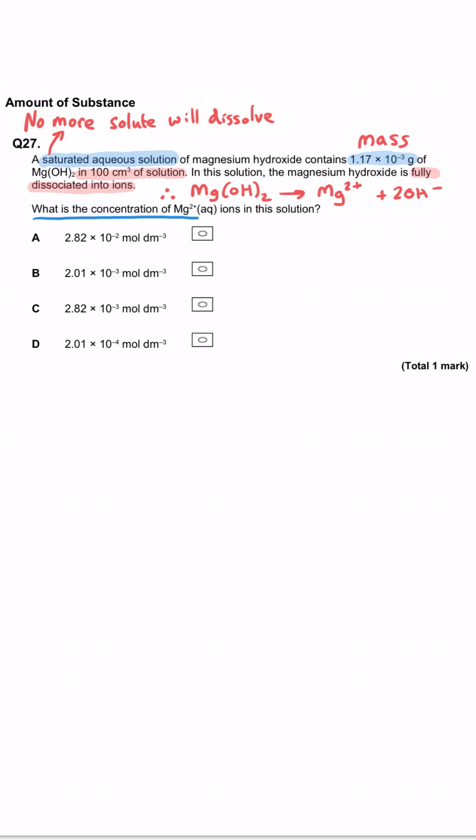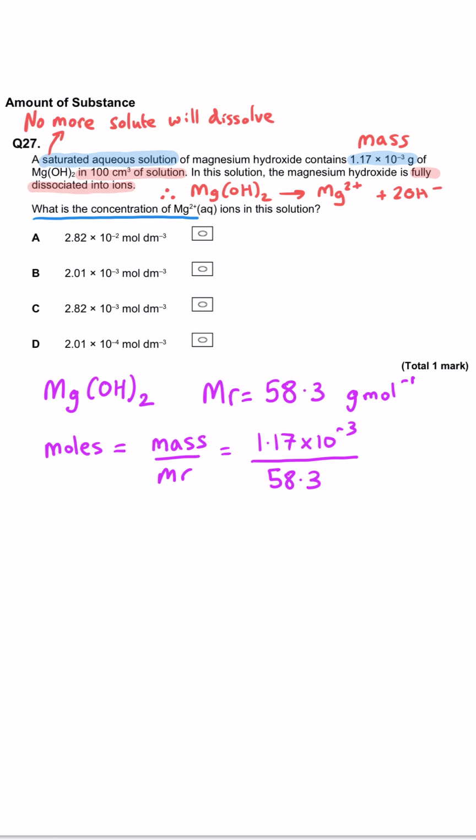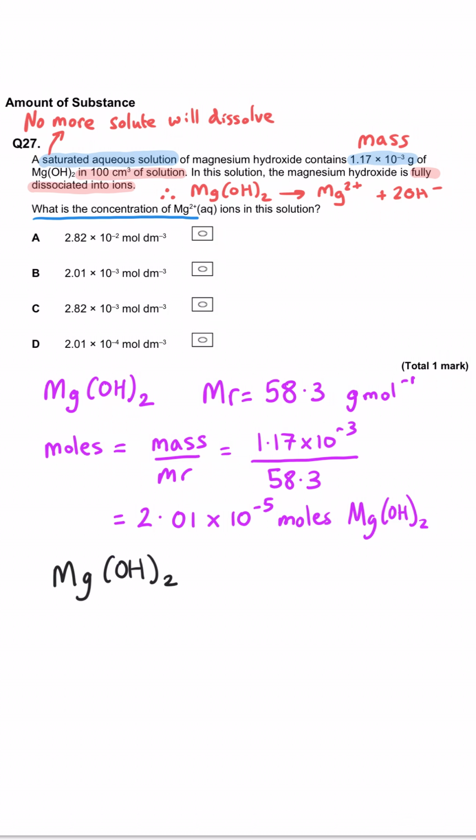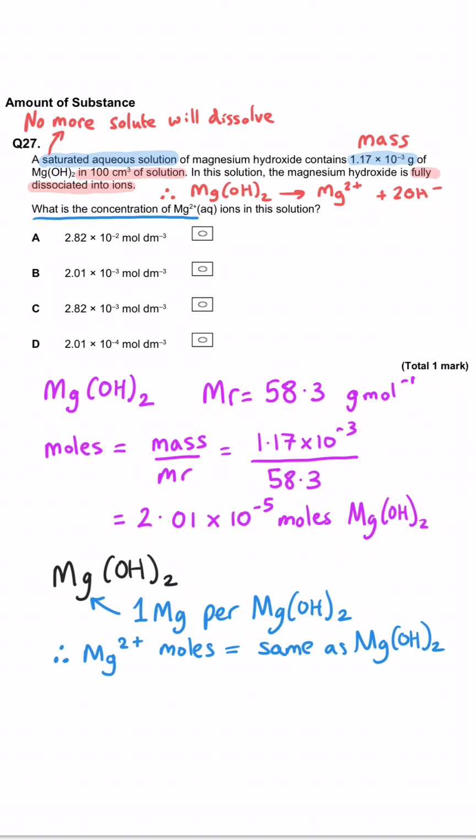So magnesium hydroxide has got the formula that we've been shown here. So we need to work out its MR, and that gets us 58.3. And from that, we've got our mass and we've got MR, and we can divide mass over MR, and we get a moles value of magnesium hydroxide of 2.01 times 10 to the minus 5 moles. Now, looking at the formula, you can see that there is 1 magnesium in magnesium hydroxide, so the moles of magnesium 2+ will be the same. And then this is moles in 100 cm cubed.